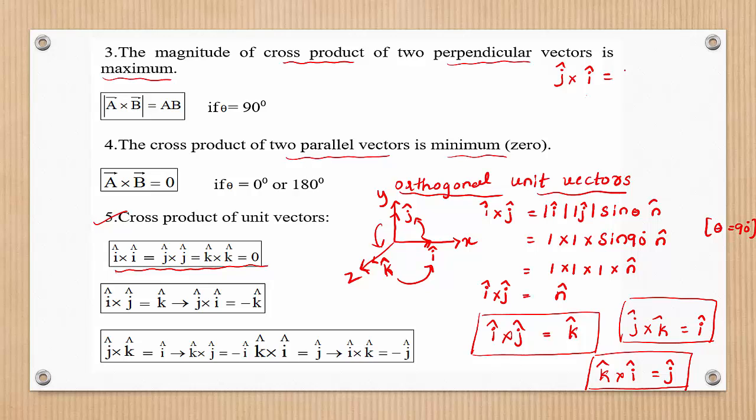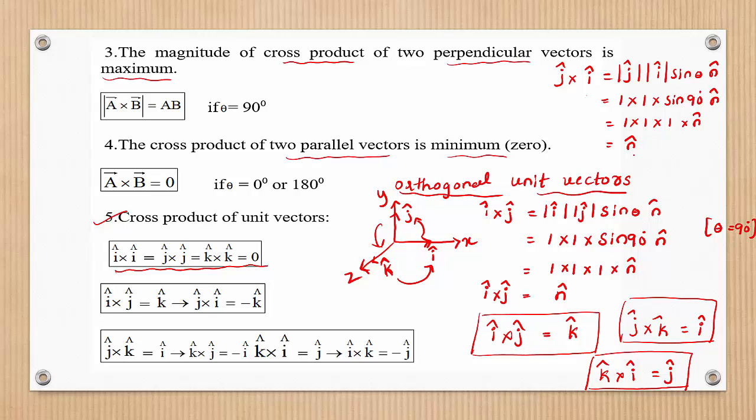J cross i is equal to, again I can use the same formula here, mod of j, mod of i, sin theta, n cap. Mod of j is 1, mod of i is 1, into sin 90 degrees, n cap. So that gives 1 into 1 into 1 into n cap. So we got the answer n cap. That gives direction, but where is the direction?